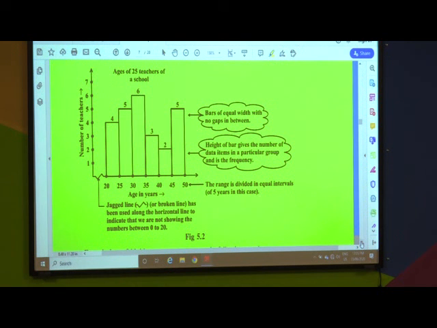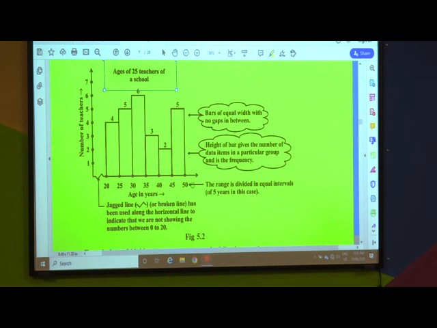What is on the y axis? 1, 2, 3, 4. It is the number of teachers. And what is the representation, the whole histogram? On the top it is written, age of 25 teachers of a school. This histogram is representing the age of 25 teachers of a school. Fine. What else is written then?